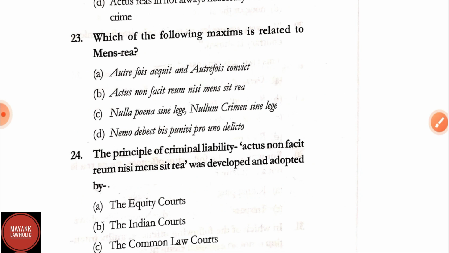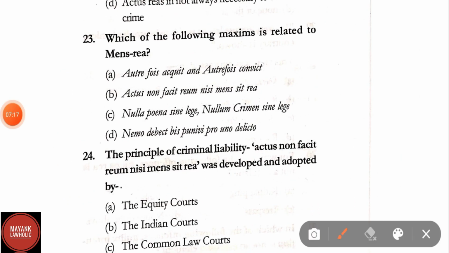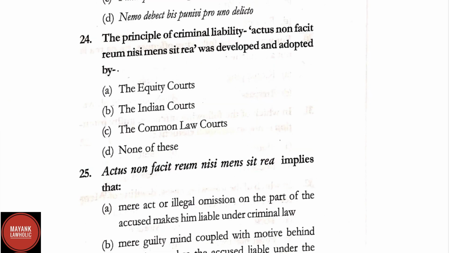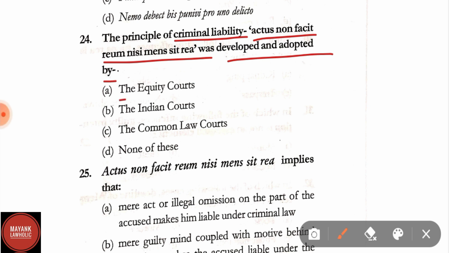Question number 23. Which of the following maxims is related to mens rea? Correct answer is option B, that is actus non facit reum nisi mens sit rea. Question number 24. The principle of criminal liability actus non facit reum nisi mens sit rea was developed and adopted by option A, the equity courts, B, the Indian courts, C, the common law courts, D, none of these. Correct answer is C, that is common law courts.